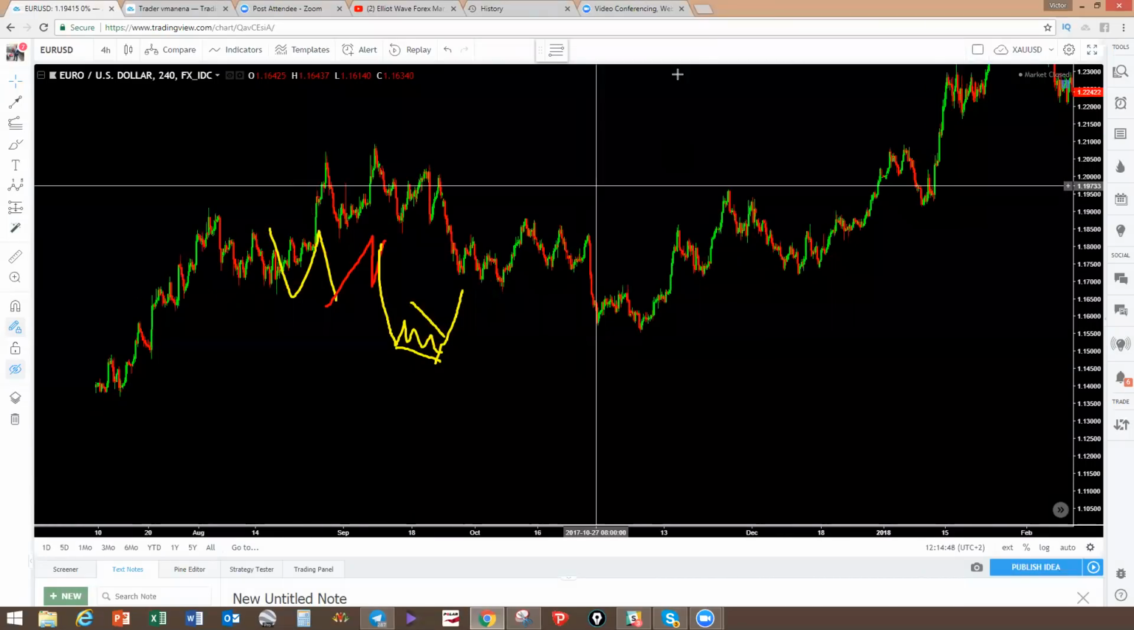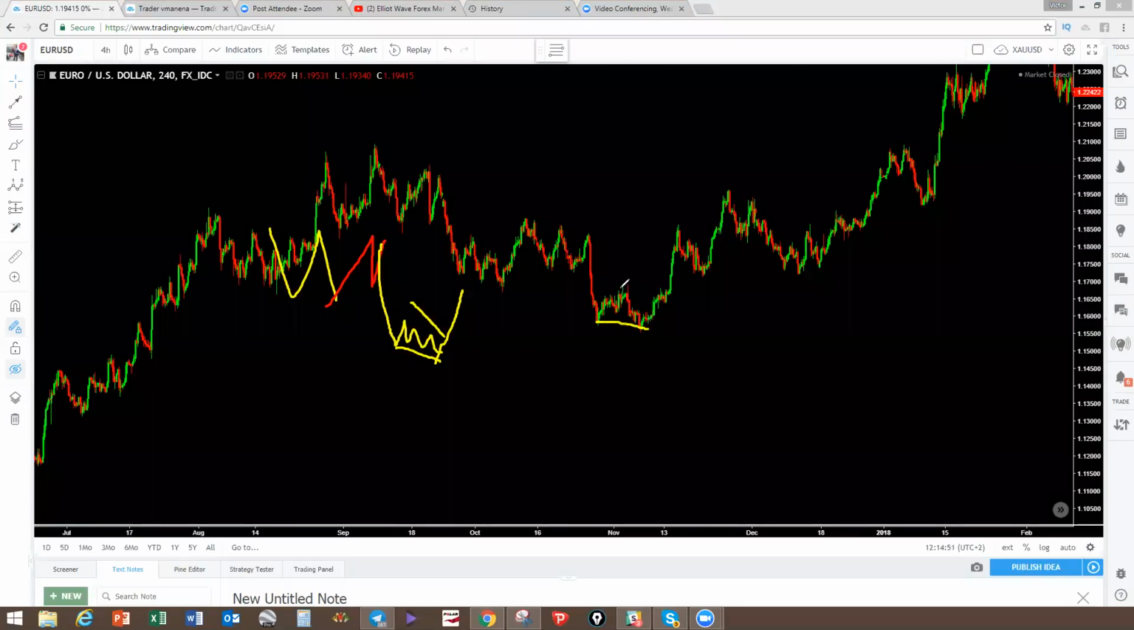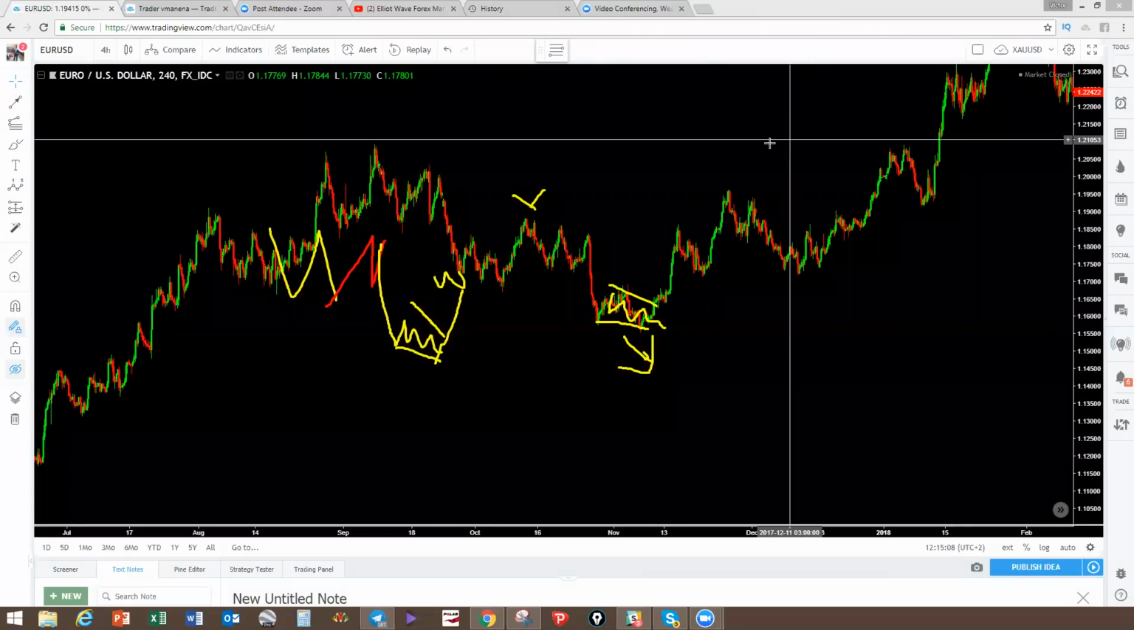Similarly here, you get another V pattern towards the end, but this one, because of the structure that we were looking at here, was already a WXY here. So this is why we knew that this was going to reverse with this V pattern. That's the difference. So a V pattern is not necessarily a reversal pattern. It's just part of the structure, okay?